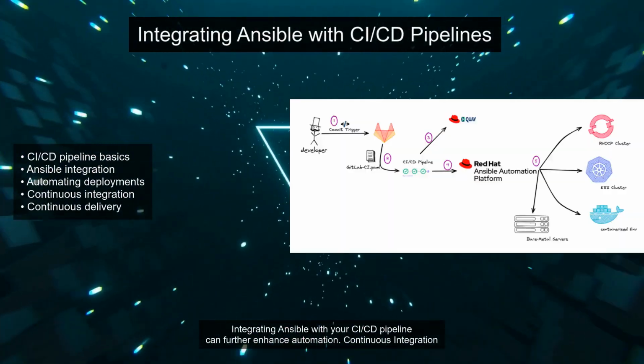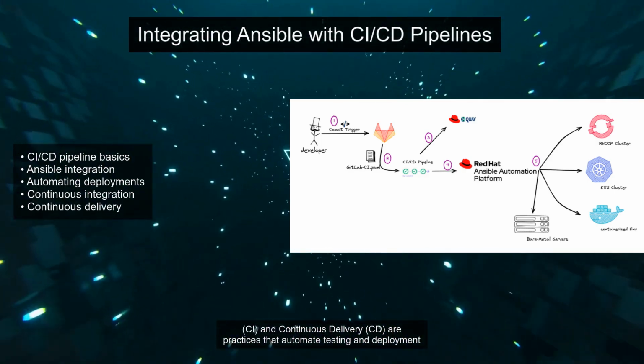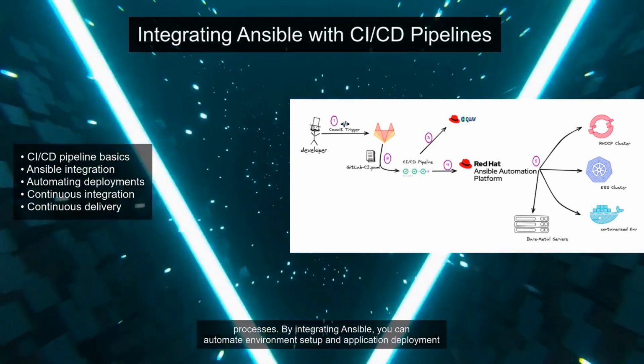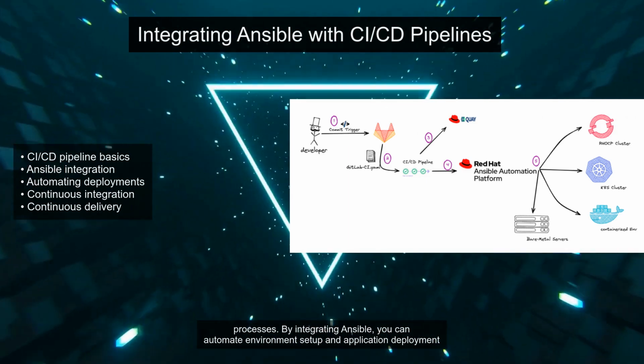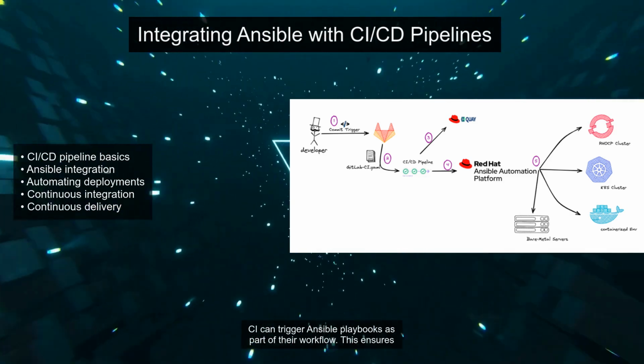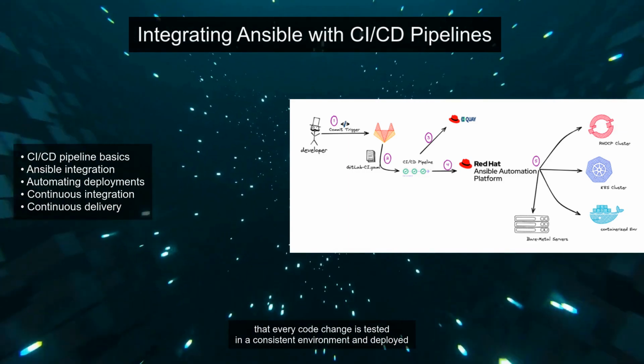Integrating Ansible with your CI/CD pipeline can further enhance automation. Continuous integration, CI, and continuous delivery, CD, are practices that automate testing and deployment processes. By integrating Ansible, you can automate environment setup and application deployment as part of your pipeline. Tools like Jenkins, GitLab CI, and Travis CI can trigger Ansible playbooks as part of their workflow.